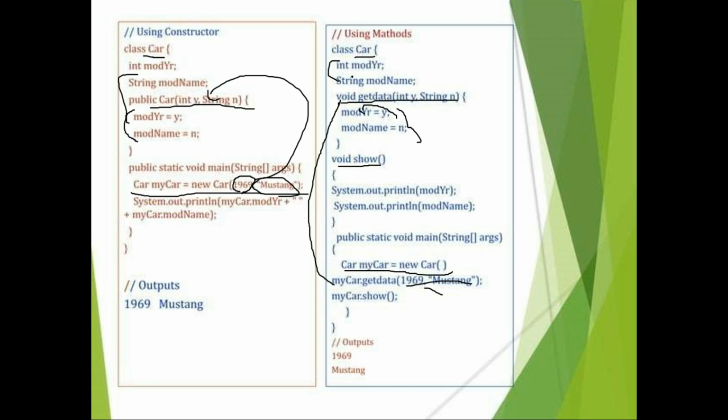Then we get the values for the variables in the Car class. Then we display the values with the help of the object and System.out.println. And we display with the simple show method. The show method is used to display the values of variables. Both programs have the same output, but here we have a constructor and here we have a method. There is a difference between the two.